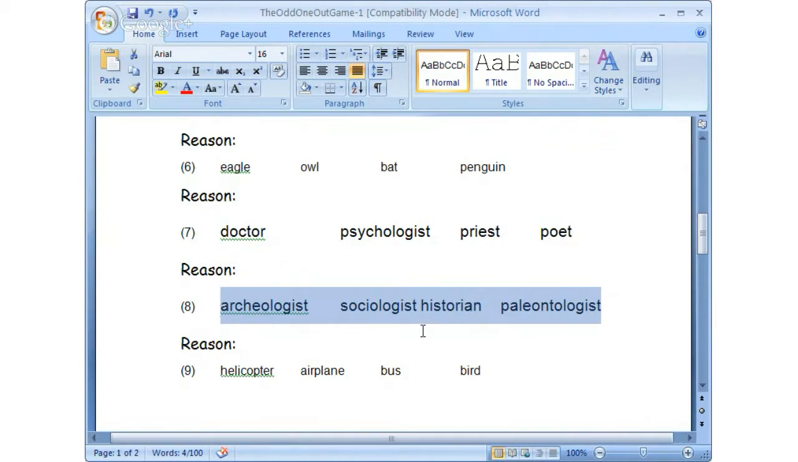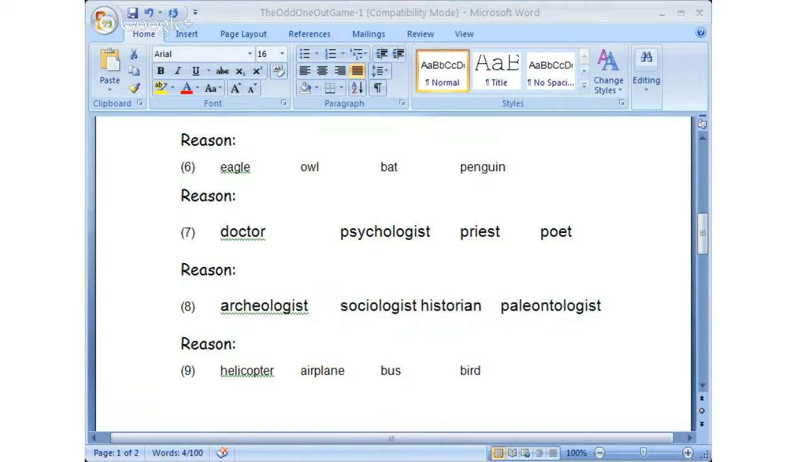Okay, our next round. This is going to be a little bit difficult here, people, because the words are a little tough. Archaeologist, sociologist, historian, paleontologist. Ooh, tough vocab. Archaeologist, sociologist, historian, paleontologist. First of all, I guess we have to know what these words all mean.